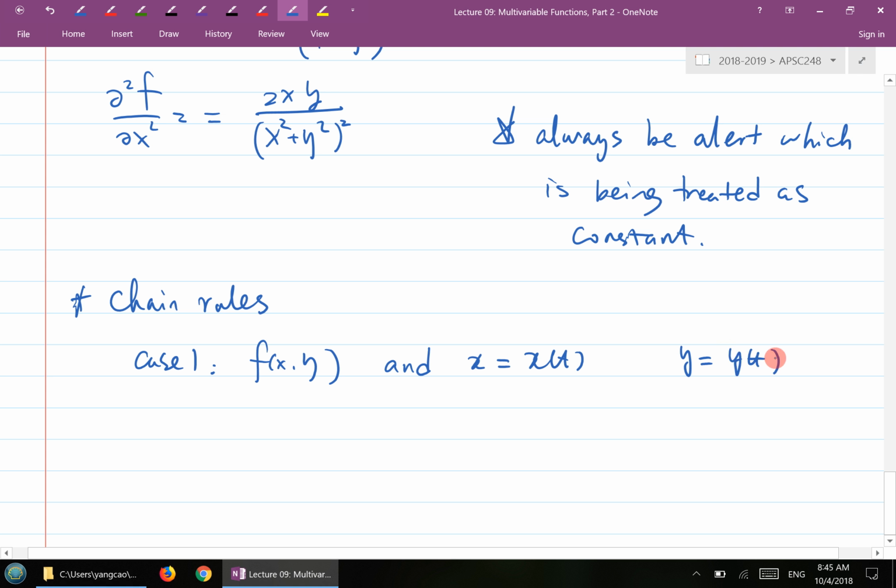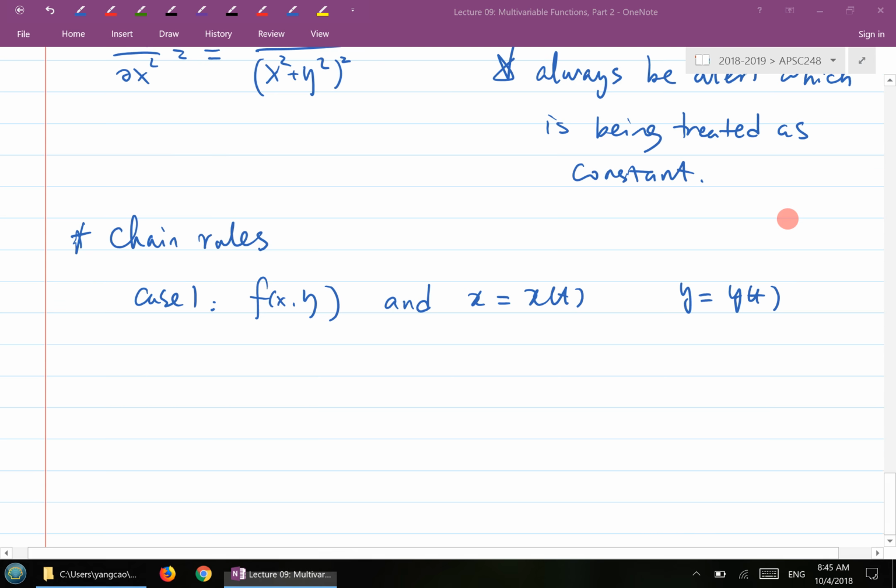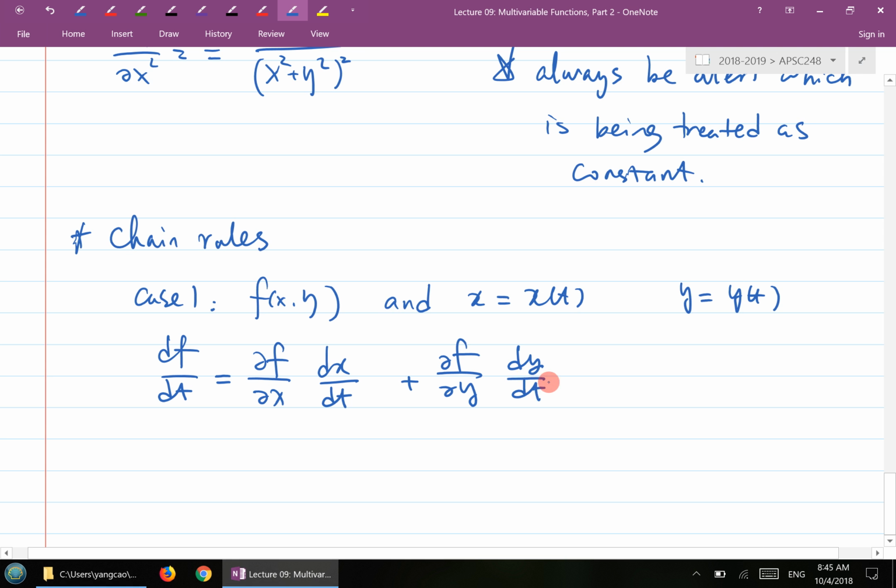This is very much like the scalar line integral we have done. You have a parametric equation, you have a function of two variables defined, then you integrate over the parametric equation. In that case, your x and y are functions of t, right? So if we're going to calculate df over dt, the chain rule is you calculate partial f over partial x first, then dx over dt, plus partial f over partial y, and dy over dt.